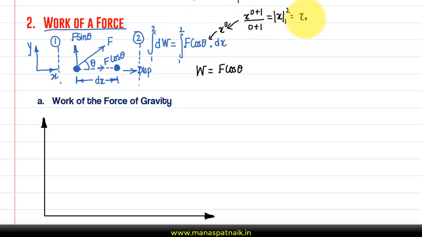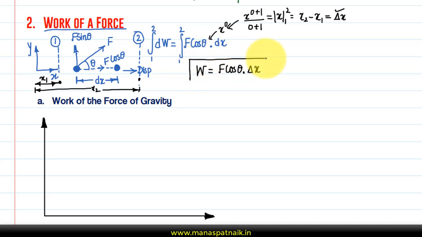So this can be written as x2 minus x1, and this can be written as delta x, or the change in the value of x, right? Delta x. So guys, don't worry, this over here is x1 and this over here is x2 on a very general level. So this is the overall displacement from this point to this point, and that's delta x. So F cos theta dot delta x is the ultimate formula for calculating the work done.